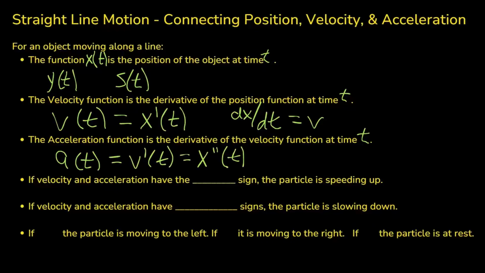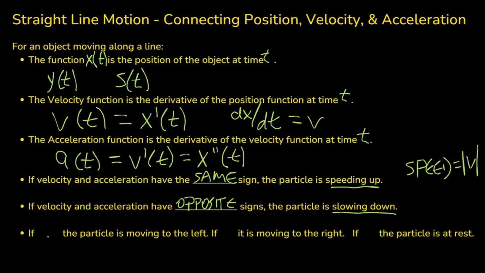If the velocity and the acceleration have the same sign, then the particle is said to be speeding up. If they have opposite signs, then the particle is said to be slowing down. And remember that speed is the absolute value of velocity. If the velocity of the particle is negative, then the object is moving to the left. If the velocity is positive, it's moving to the right. And if the velocity equals 0, the object's going to be at rest.